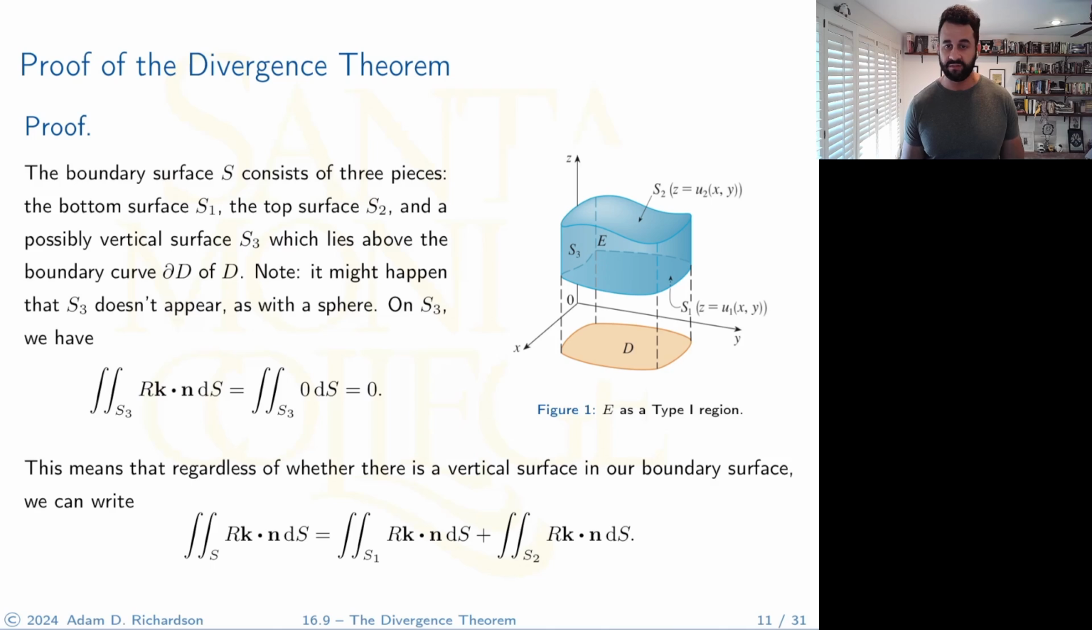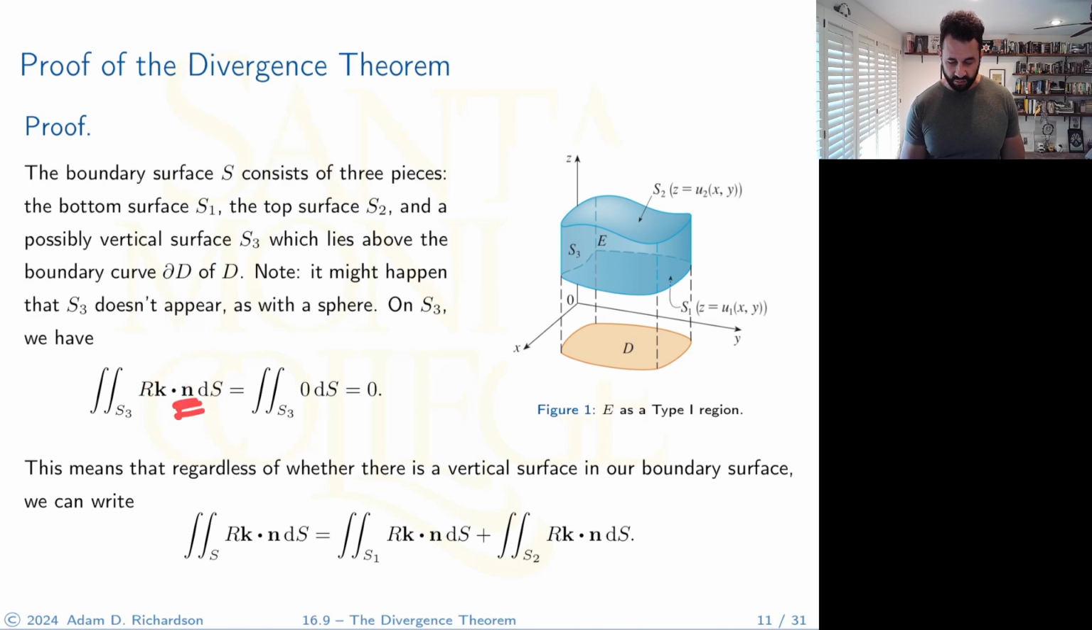For example, in the case of a sphere, S3 basically gets shrunk down to nothing, and you only have the top surface and the bottom surface. But not necessarily. So we're just going to assume that we do have a possible S3. And on S3, we can compute this surface integral. So the surface integral over S3 is going to be equal to this.